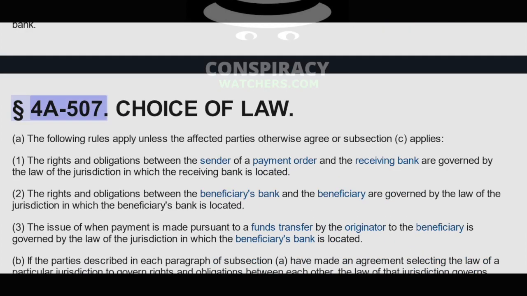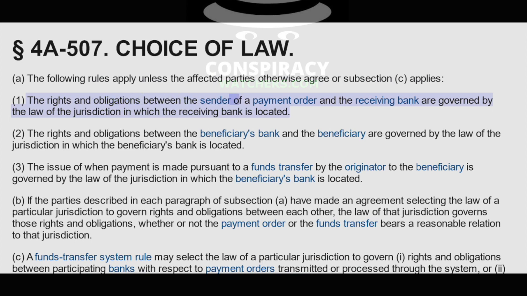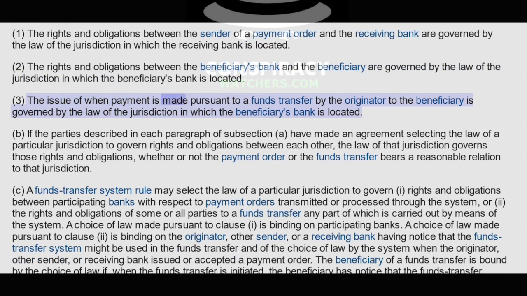Section 4A507. Choice of law. The following rules apply unless the affected parties otherwise agree or subsection applies. The rights and obligations between the sender of a payment order and the receiving bank are governed by the law of the jurisdiction in which the receiving bank is located. The rights and obligations between the beneficiary's bank and the beneficiary are governed by the law of the jurisdiction in which the beneficiary's bank is located. The issue of when payment is made pursuant to a funds transfer by the originator to the beneficiary is governed by the law of the jurisdiction in which the beneficiary's bank is located.